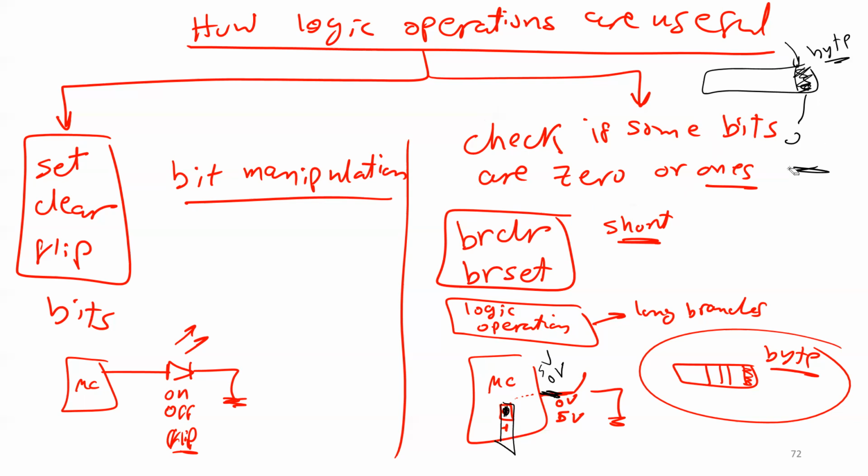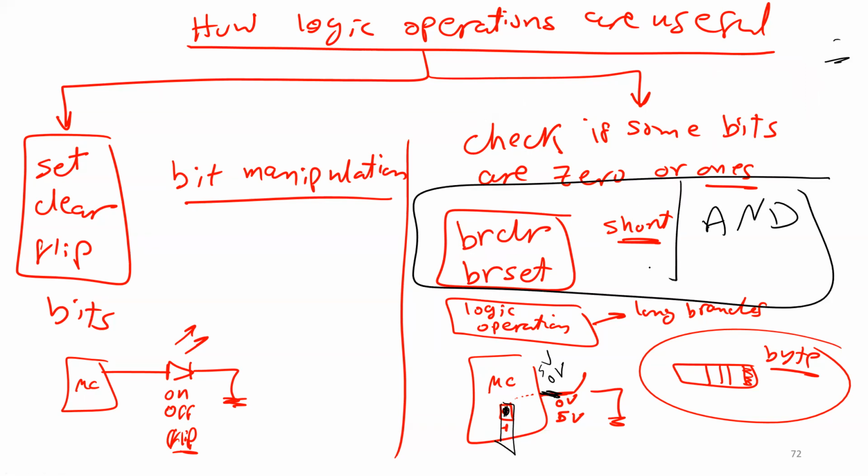I already explained one way to do it. This is using branch if bit clear, branch if bit set. And today I'm going to explain another way. The other way is you can use logic AND. So now you have 2 options to check if some bits are zeros or ones. One option is using branch if bit clear, branch if bit set, which is easy and it's okay. However, it has one problem.